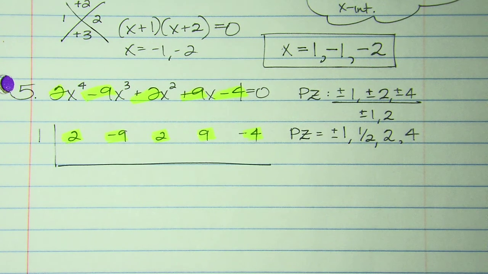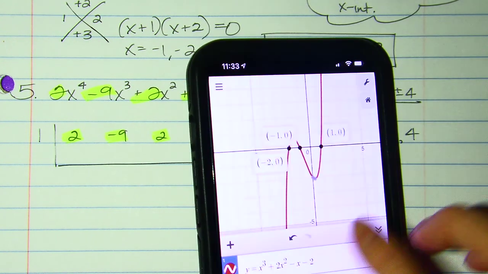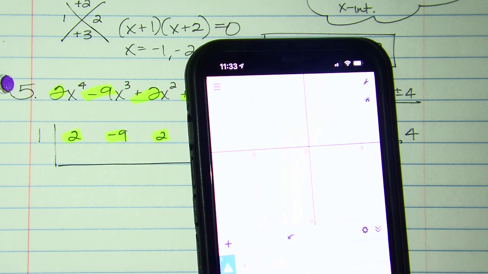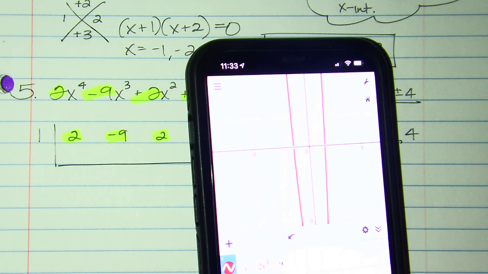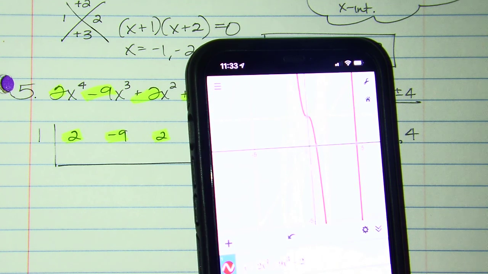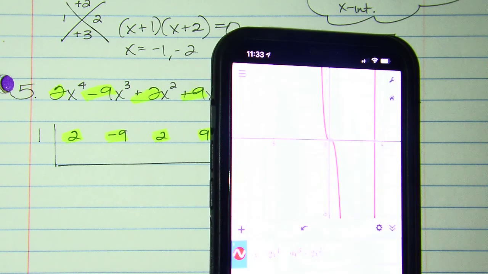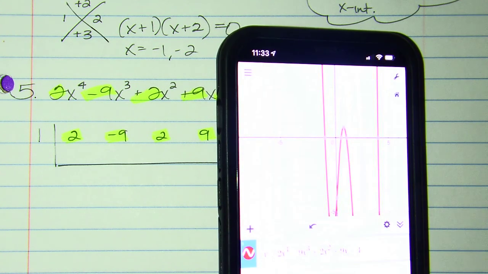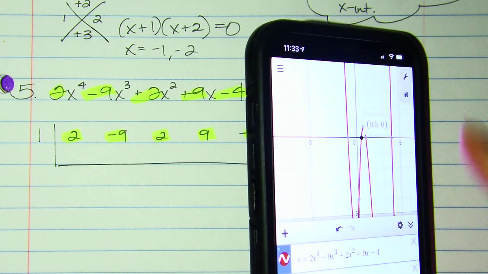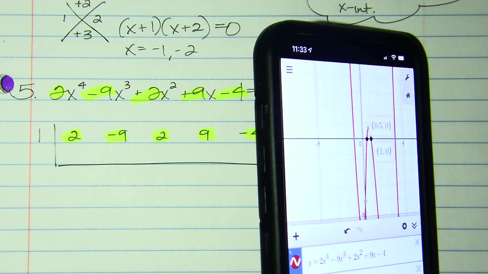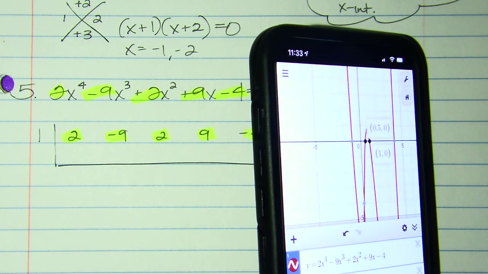Or I could check Desmos to see if positive 1 is even going to be a solution. So 2x to the 4th minus 9x cubed plus 2x squared plus 9x minus 4. Yep, if I look right there, it crosses at 0.5 and positive 1. So I know positive 1 is going to work because it's an x-intercept on Desmos.